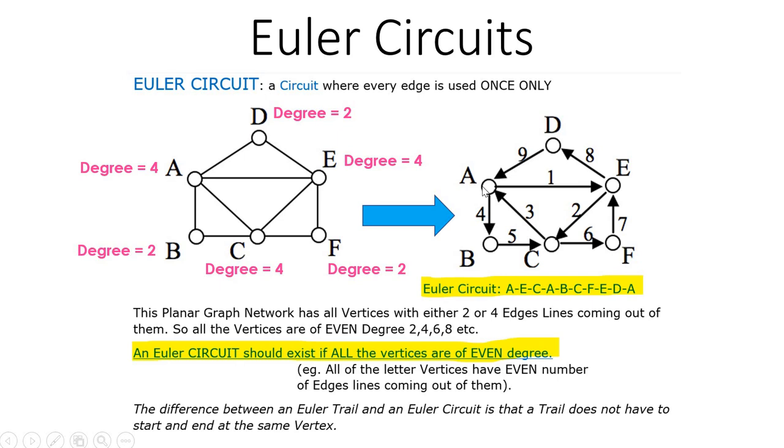The 1 means that's where you go first. So you go A to E first, then 2, that means you go E to C, then you go from C back to A, then you go from A to B. So you follow these numbers, B to C, then C to F, F to E, and E up to D, and D finally back to A. So there's 9 edge lines on there you've got to go along, and these numbers tell you the order you have to do them in, and that's how you write out your answer.